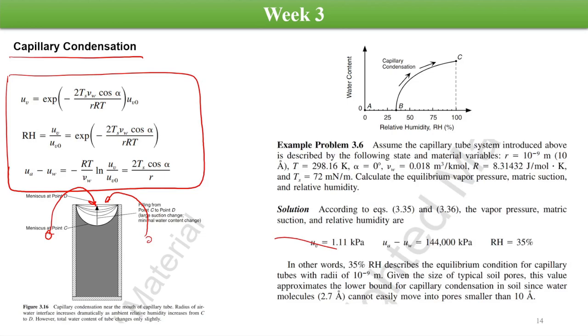If we would like to solve a question based on this, then the example says to assume that the capillary tube system introduced above is described by the following state and material variables. The radius is given as 10 to the minus 9 meter. The temperature is 298.16 Kelvin. The value of alpha is 0. The dynamic viscosity is given here, and the value of the gas constant and the value of surface tension are provided here. Now we need to calculate the equilibrium vapor pressure, matrix suction, and relative humidity.